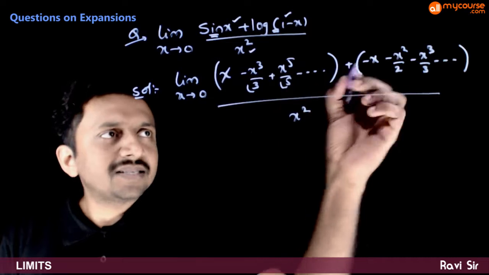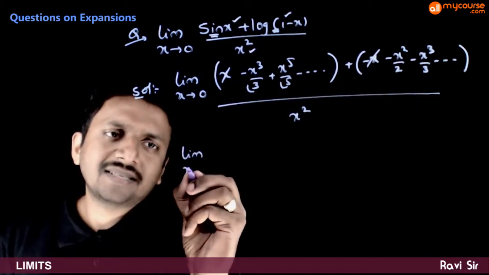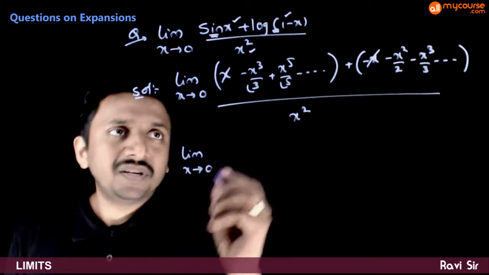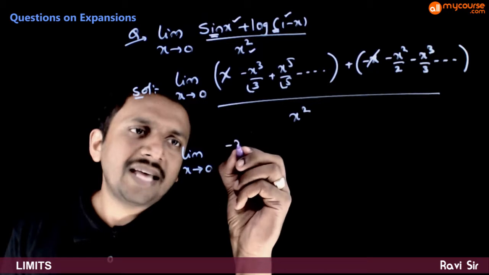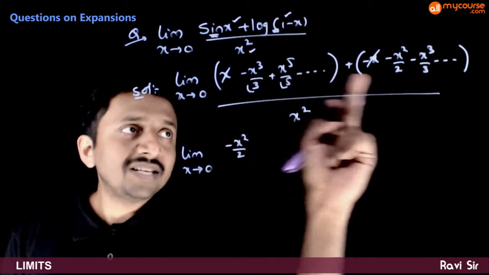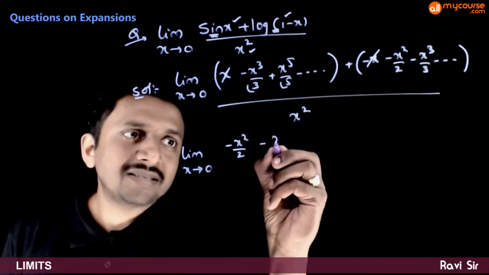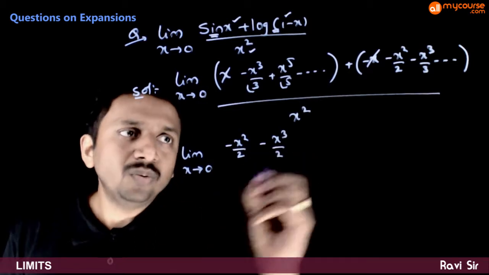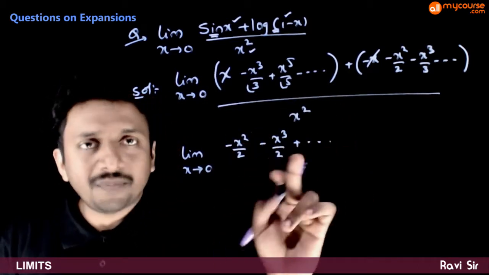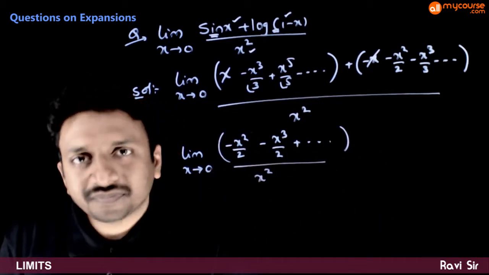As you can see, x and minus x get cancelled. It is limit x tends to 0. So you have minus x square by 2 here, and minus x cubed by 6, minus x cubed by 3, and so on, different powers of x, divided by x square.